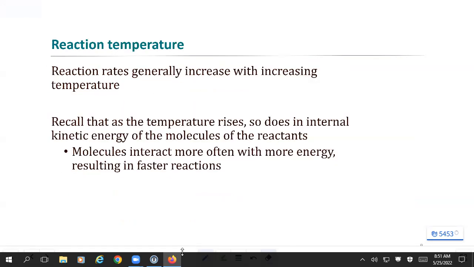Temperature. Now, in the model of our collision theory, we can understand this idea of temperature pretty well. If activation energy is a certain level, raising the internal energy of the reactants by raising their temperature is going to make that activation energy a little bit more attainable. And so naturally, as a result, increasing temperature usually results in an increase in reaction rate as well.